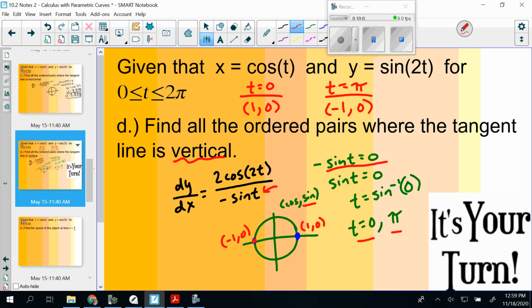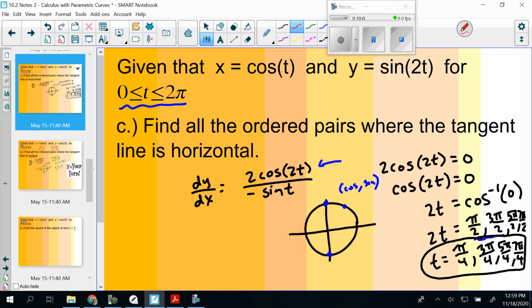If we go back to the last one, I think we forgot to find the ordered pair part. If you plug these in at a t of pi over 4, cosine of pi over 4 is like cosine of 45 degrees. So if you think of that triangle, with 45 degrees, that's 1, that's square root of 2 over 2, that's square root of 2 over 2.